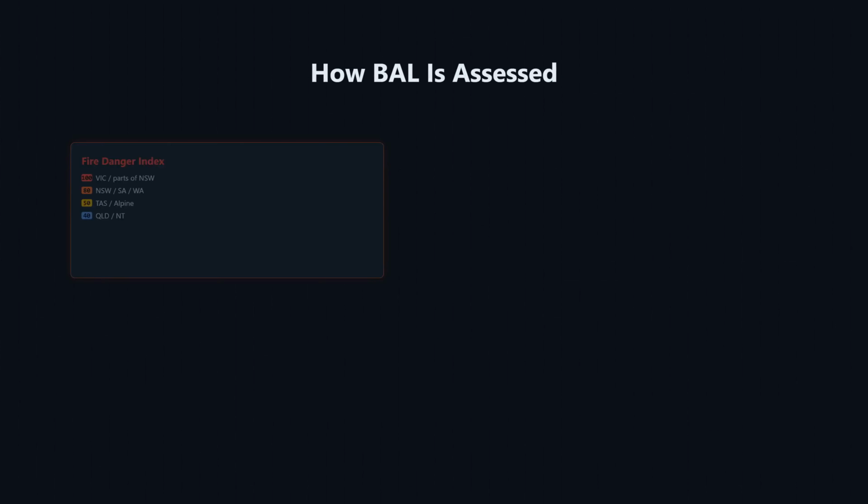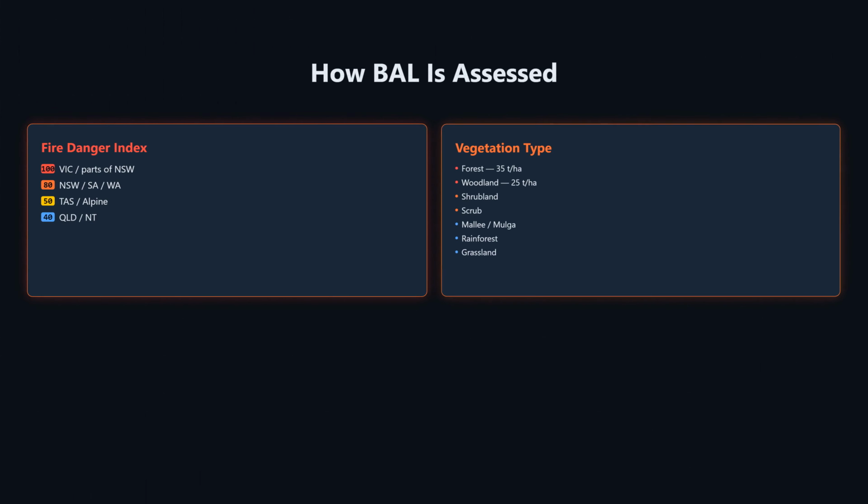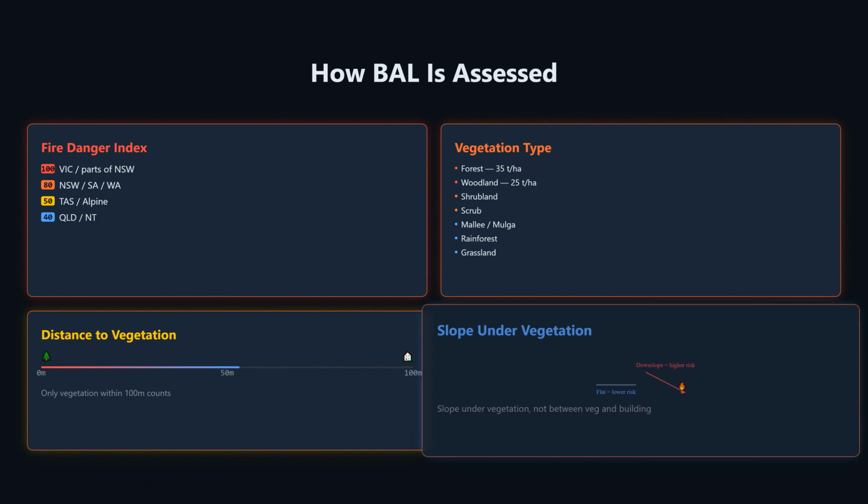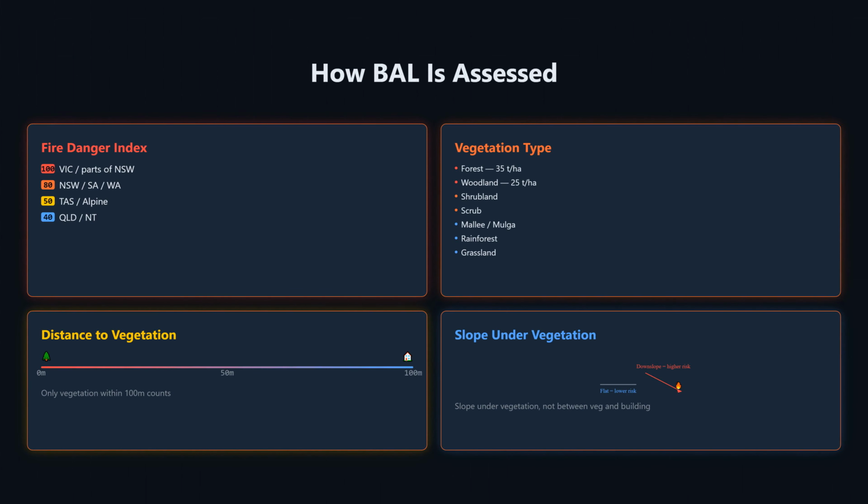So, how does your site actually get a BAL rating? AS 3959 uses 4 key inputs. First, the fire danger index for your region. This varies by state: 100 in Victoria and parts of New South Wales, 80 in South Australia and Western Australia, down to 40 in Queensland.